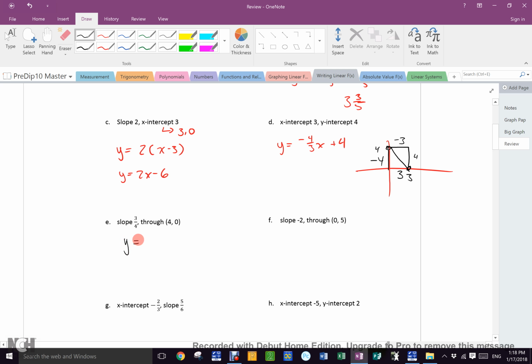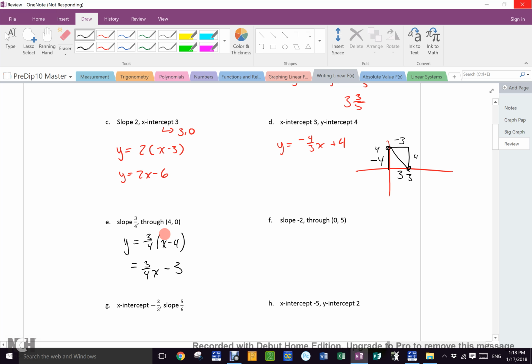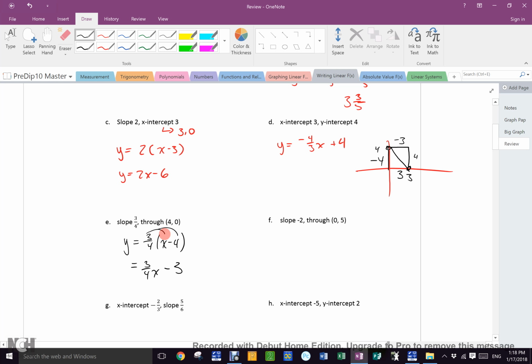y equals 3/4 x minus 4, or y equals 3/4 x minus 3. Both of them are the same thing. Why? Because if I distribute that in there, negative 4 times 3/4 is negative 3. And that is my point, x minus 4, y minus 0, in point slope form.